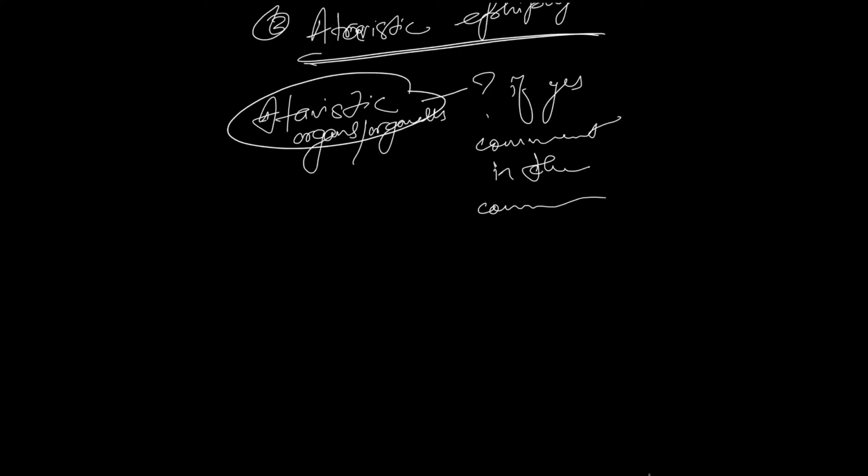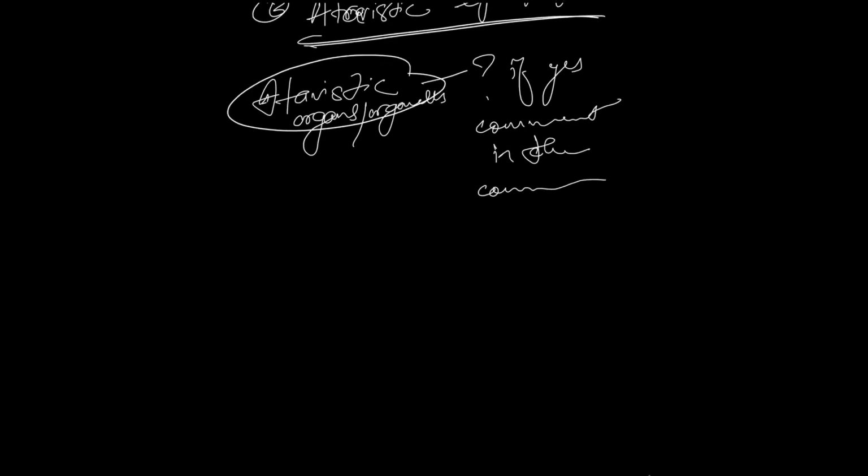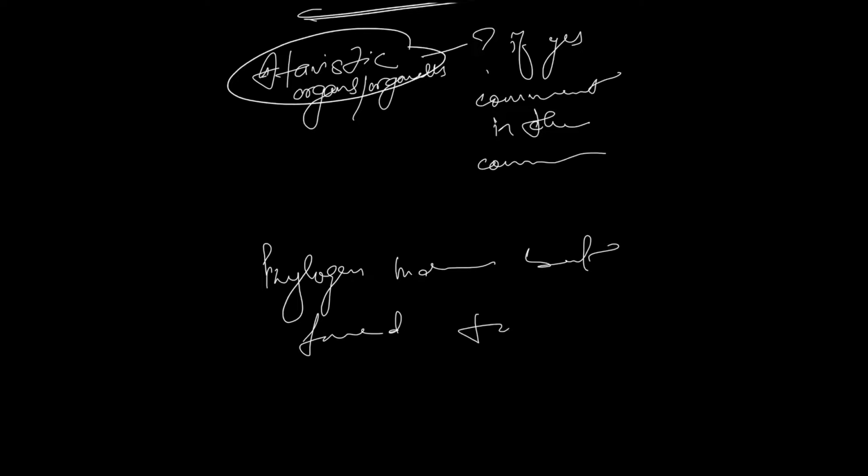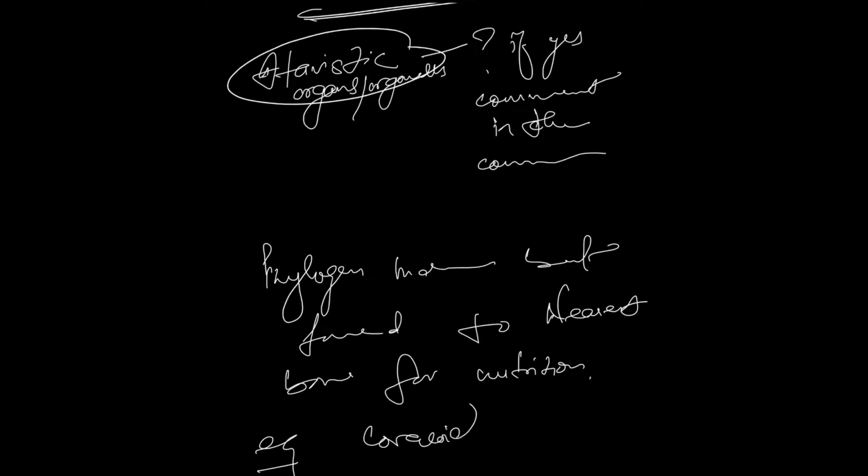Okay, now what is atavistic epiphysis? These are phylogenetically independent but fused to nearest bone for nutrition. Example: coracoid process of scapula.